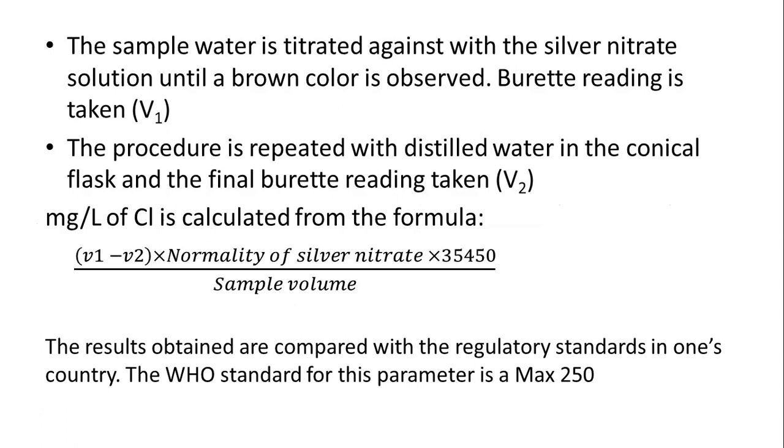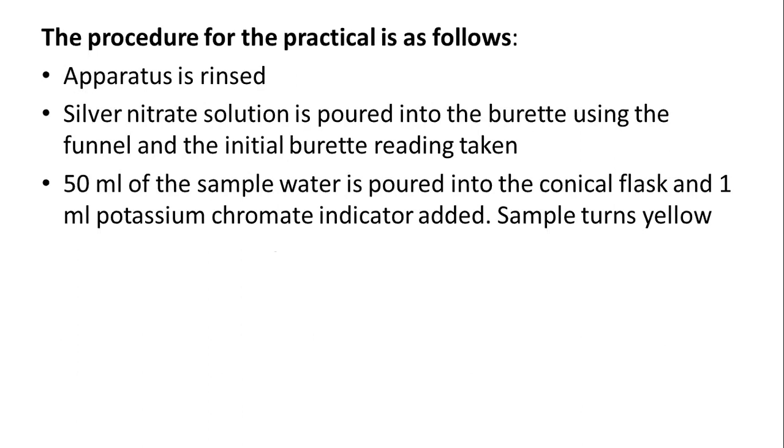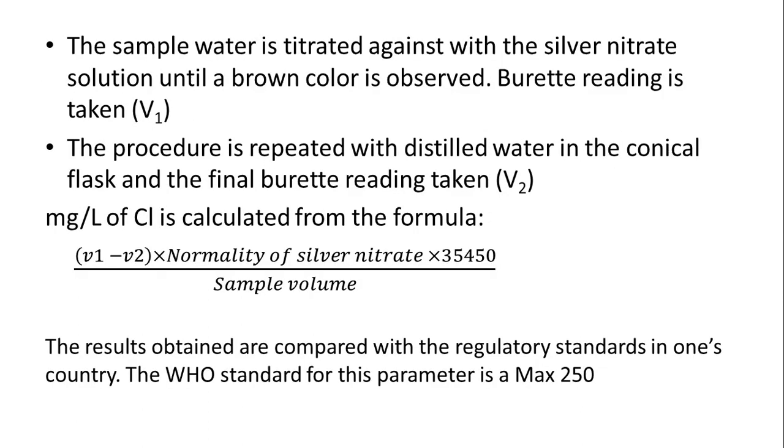And this is calculated using the formula V1 minus V2. That is the titer value for sample water minus the titer value for distilled water. We multiply that by the normality of silver nitrate. In this case, the normality was 0.0141. And then multiply that with 35,450, that is a standard. And then you divide all that by the sample volume used. In this case, we used 50 ml.